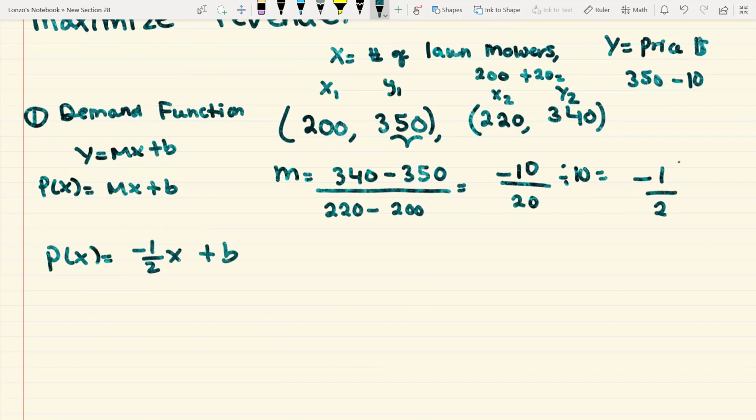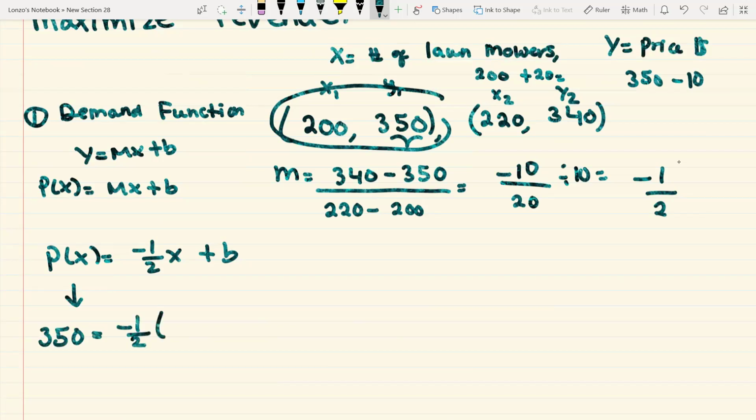Okay, so now the next step is finding your b. So how do we find your b? By simply picking a point and plugging in. It doesn't matter which one. I'll just use this point. You could use the other one. It doesn't matter. You should get the same answer. So replace your y with 350. So our p of x is 350, and then our x is 200.